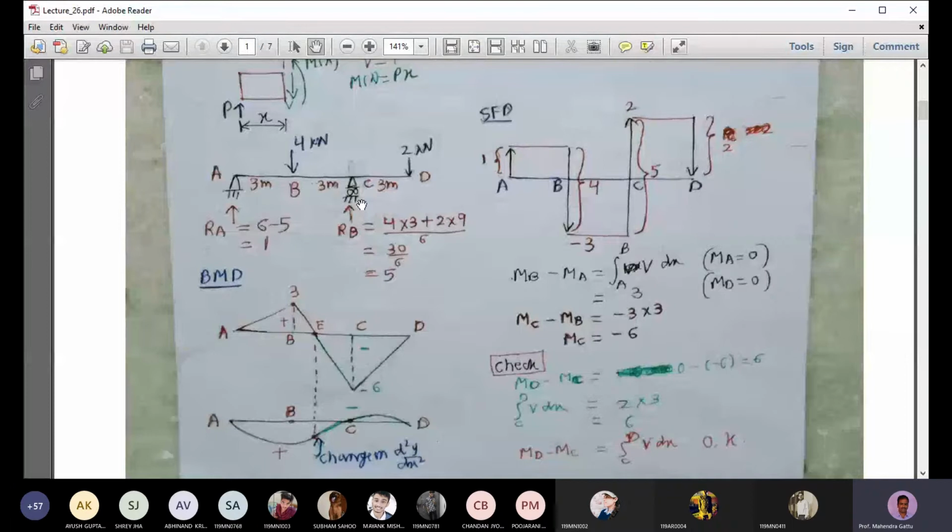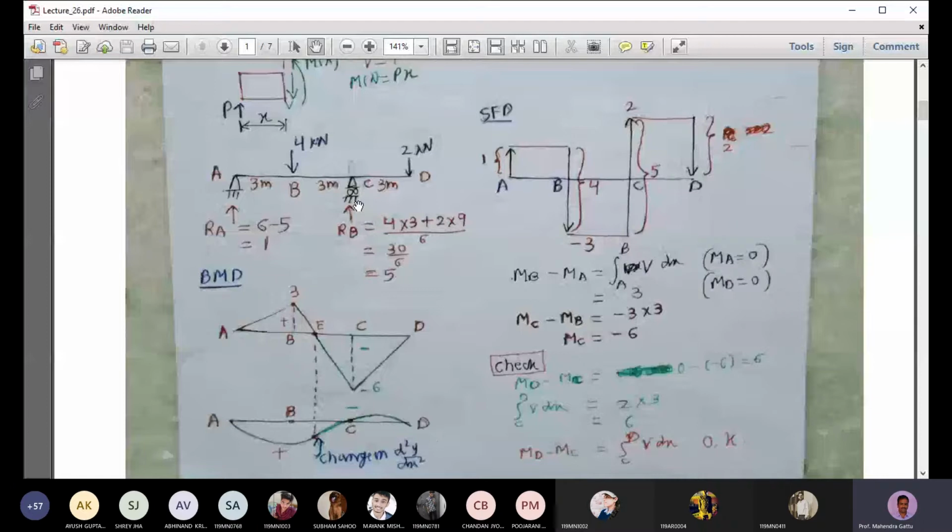First, we can find the reaction at B. What is the reaction at B? We can take the total moment about A. The 4 and 2 loads will produce a clockwise moment, and R B will produce an anti-clockwise moment. The moment produced by 4 and 2 will be 4 into 3 plus 2 into 9, and R B into 6 will be the opposing moment. So we divide by 6, and we get 30 by 6, which is 5.